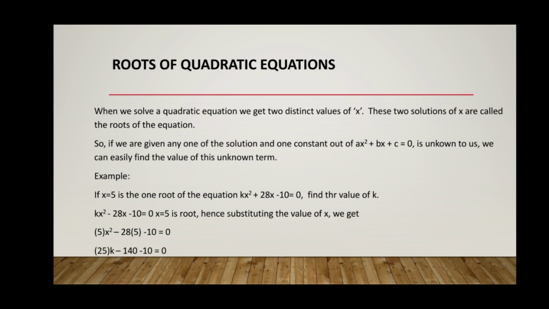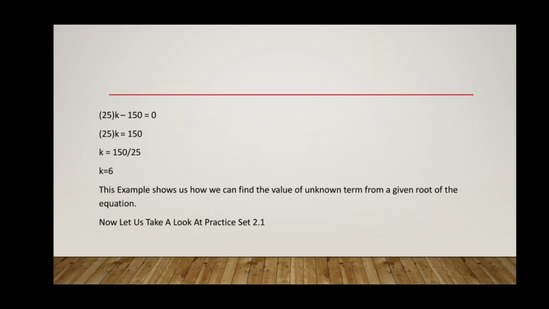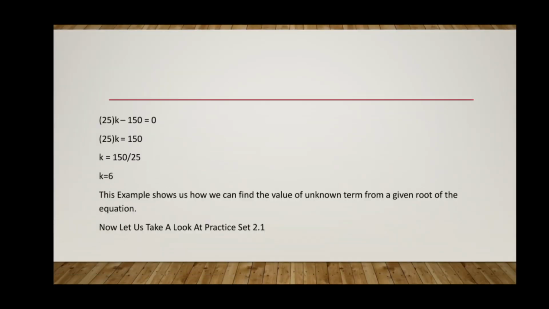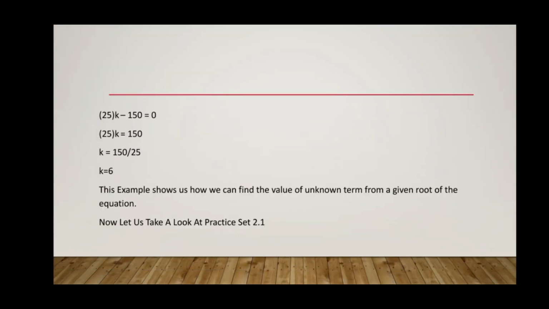So kx square will get converted to k into 5 square, minus 28x will get converted to minus 28 into 5, minus 10 is equal to 0. So 5 squared is 25k minus 140 minus 10 is equal to 0. So 25k minus 150 is equal to 0. As you can see, we had minus 140 minus 10 that gets converted to minus 150, and now we have 25k minus 150 is equal to 0.